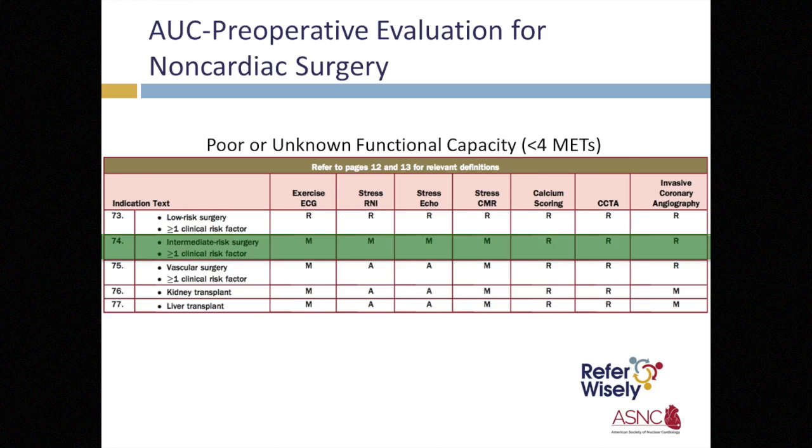In the case of our patient, in whom we cannot assess functional capacity, he is to undergo an intermediate risk surgery and has 2 clinical risk factors that increase his risk for a perioperative cardiac event. Based on the AUC criteria, exercise electrocardiography, stress radionuclide imaging, stress echocardiography, and stress cardiac MR imaging all may be appropriate. However, in this scenario, calcium scoring, coronary CT angiography, and invasive coronary angiography are rarely appropriate.